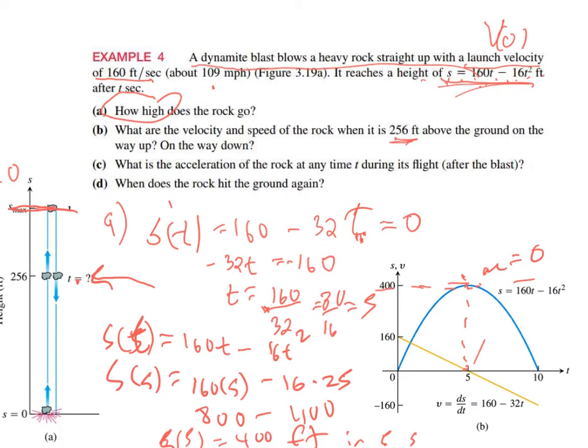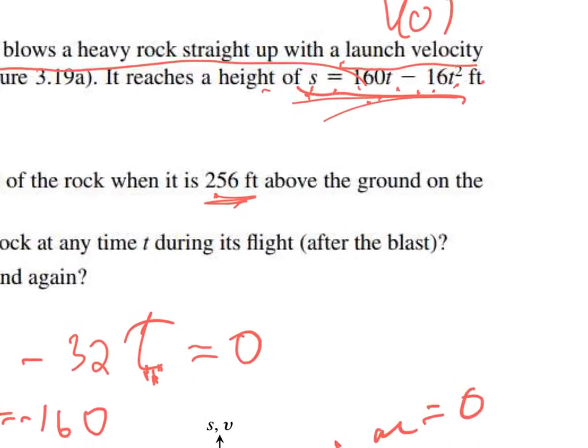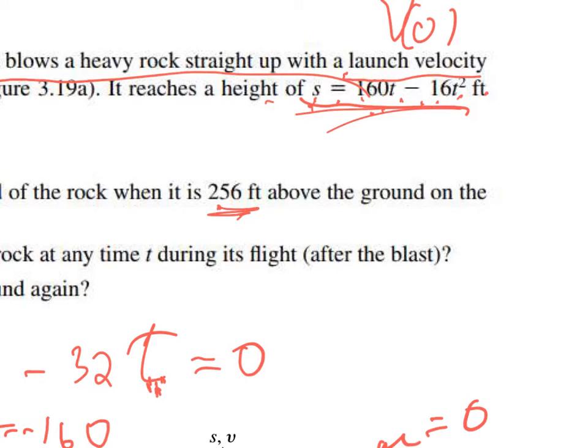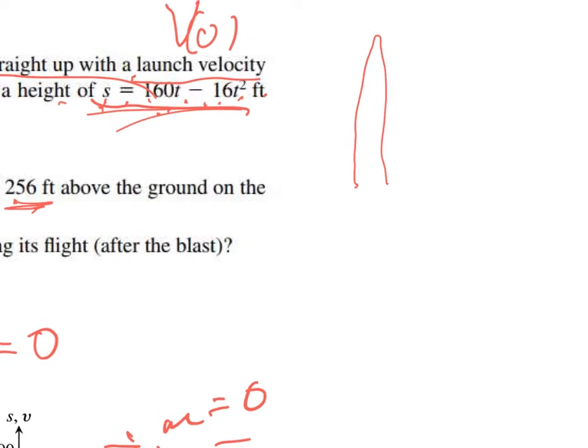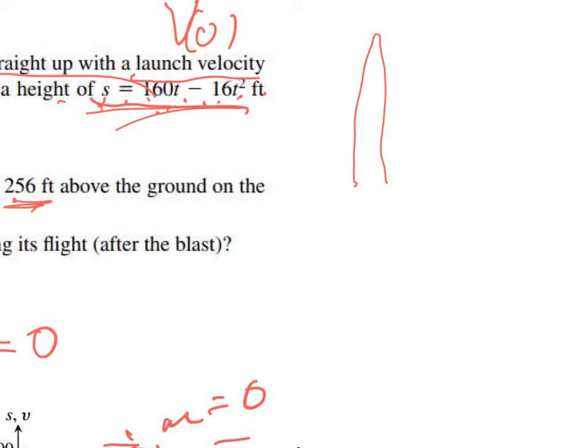Most classes got to example 4, which talked about the dynamite that blew a heavy rock straight up in the air. And it had an initial velocity of 160 feet per second. And they gave us the equation of the position of this rock. And if you recall, the rock went up and it went down. And another picture was just a picture of the position of it, how it went straight up and straight back down.